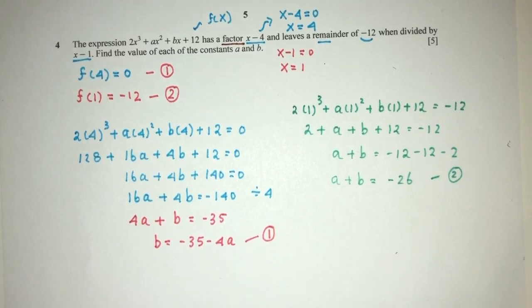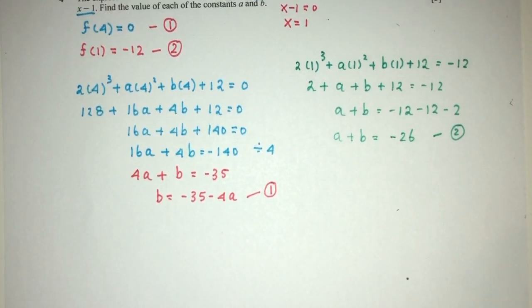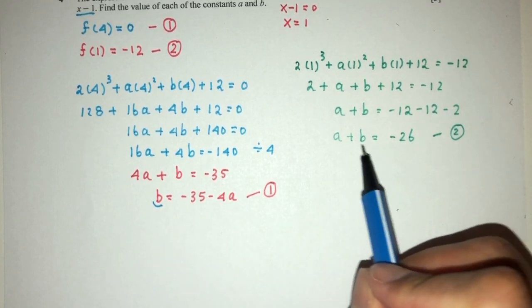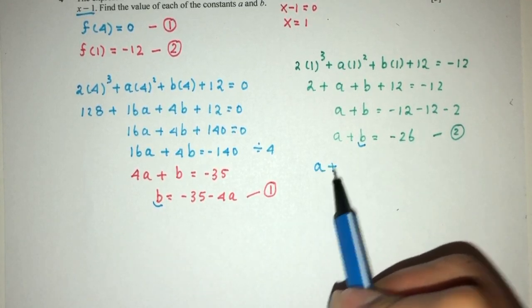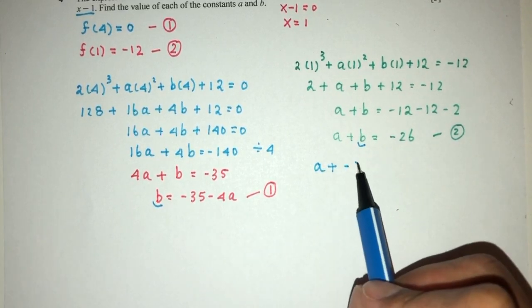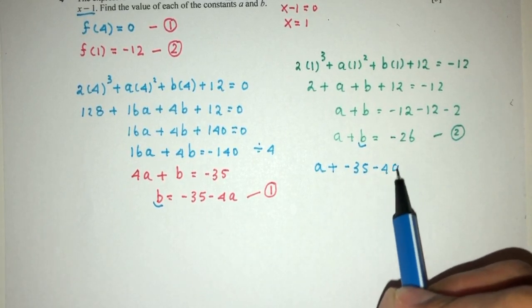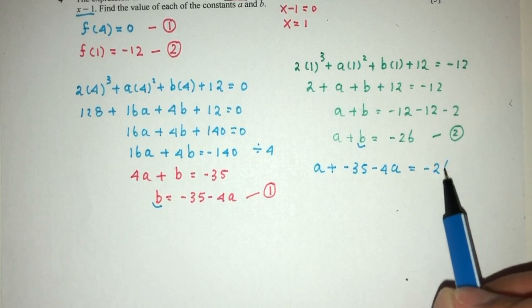Okay, so let's solve now. Pretty easy. We have 2 equations. We can solve simultaneously for the values of a and b. We place b in here. So you have a plus b, and b is also equal to minus 35 minus 4a. And that will be minus 26.